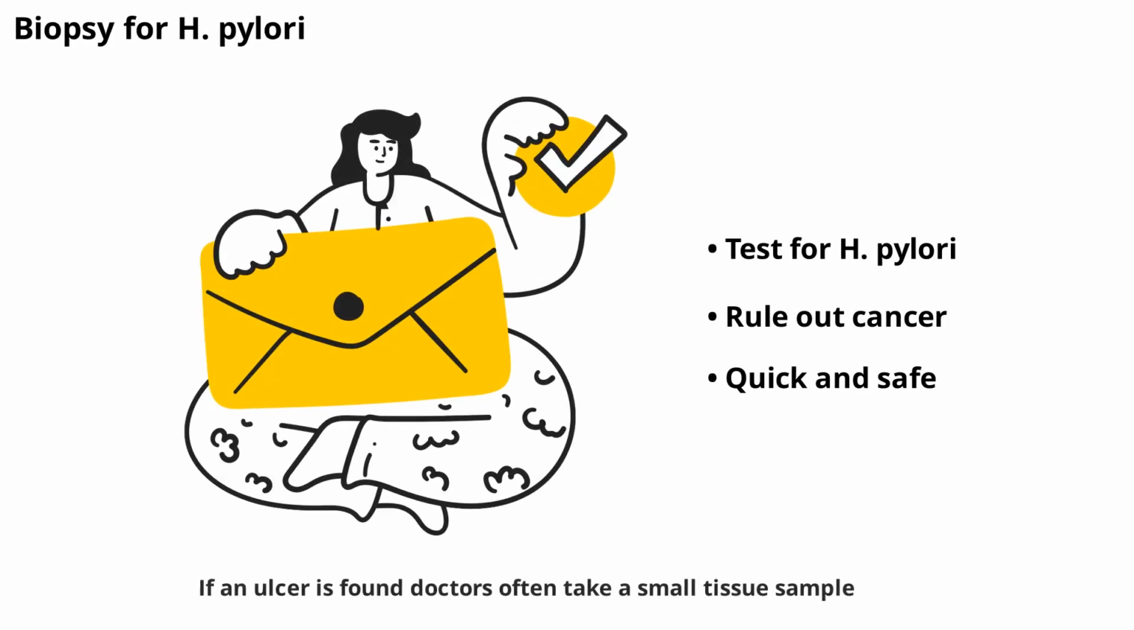If an ulcer is found, doctors often take a small tissue sample, or biopsy, from the stomach lining. This sample is tested for H. pylori bacteria and to rule out malignancy. Biopsies are quick, safe, and provide essential information for guiding treatment.